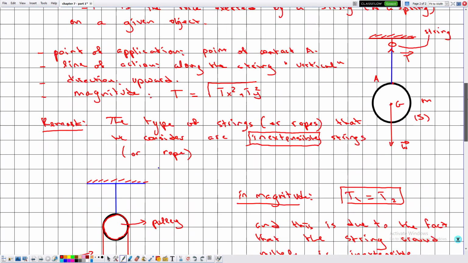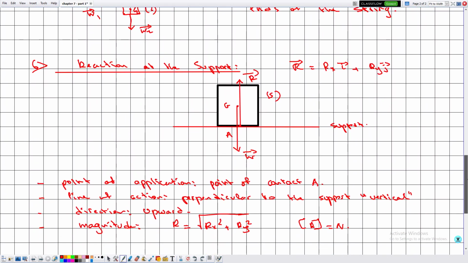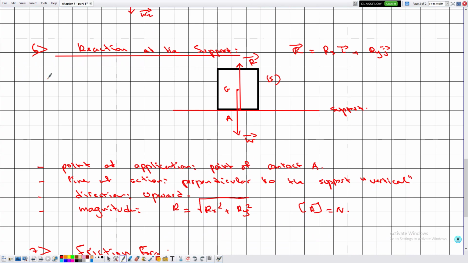And here, I didn't write the physical definition of a force. Let me write it here. It is the force exerted by a support being in contact with a solid. And the mathematical definition is given by these properties.